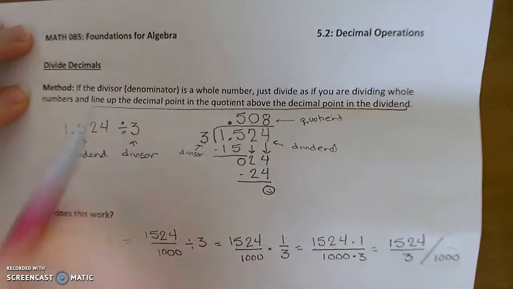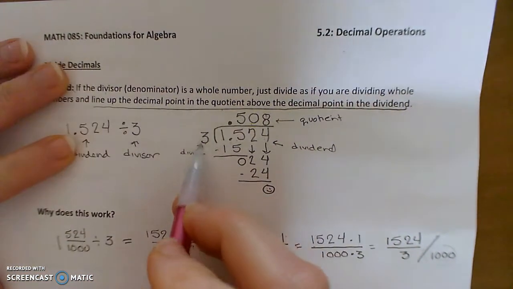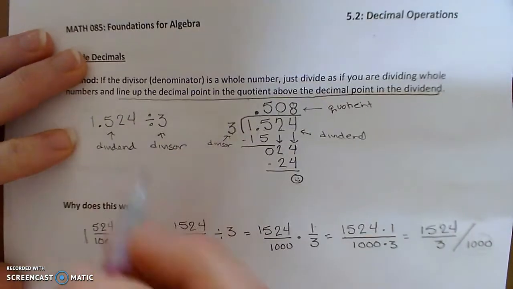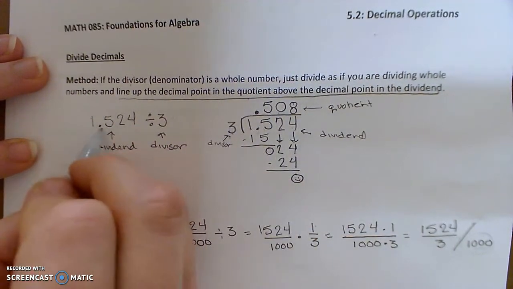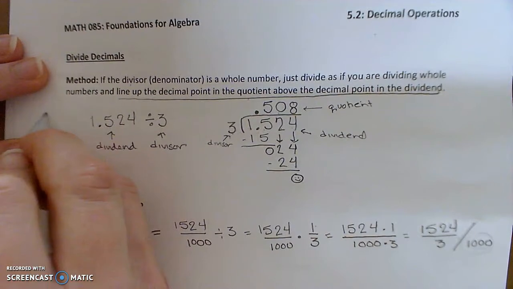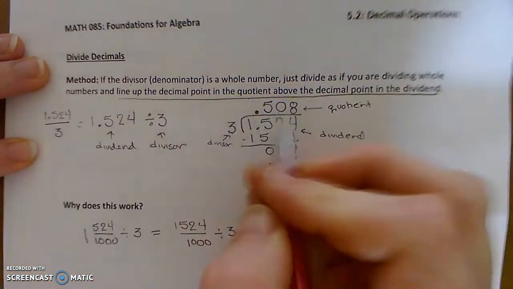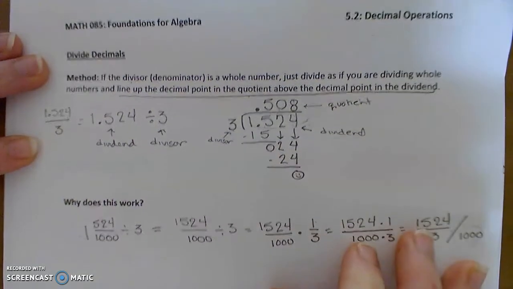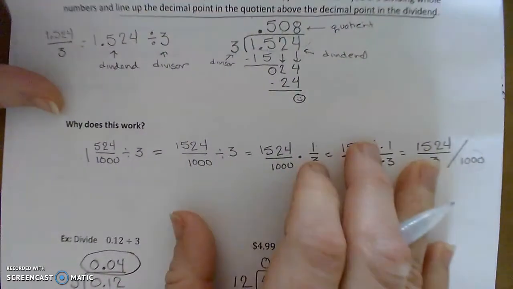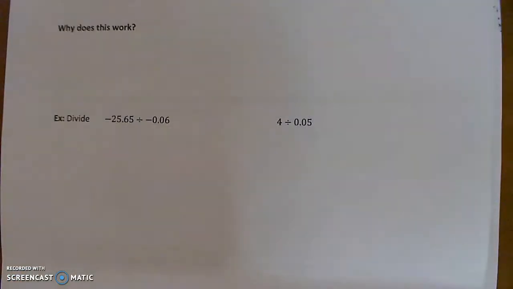All right, so this is how we divide when our divisor, the number that we're dividing by, is a whole number. Again, that's either written as the denominator of your fraction. For example, this 1.524 divided by 3, we could have written it as 1.524 over 3. Or it's the number inside the box in our division algorithm. Okay, so when our divisor is a whole number, just pretend like it's all whole numbers and line up the decimal point.